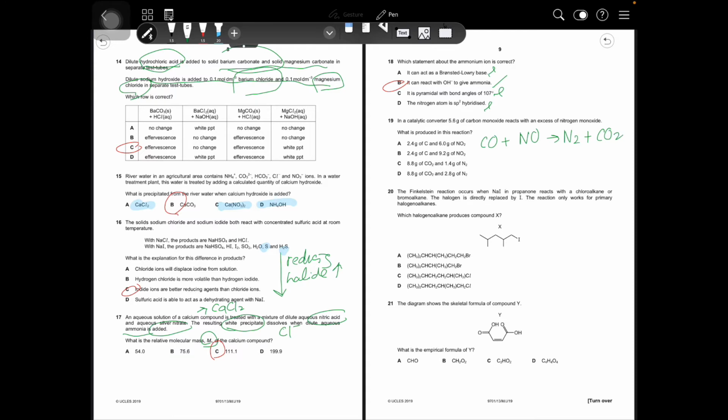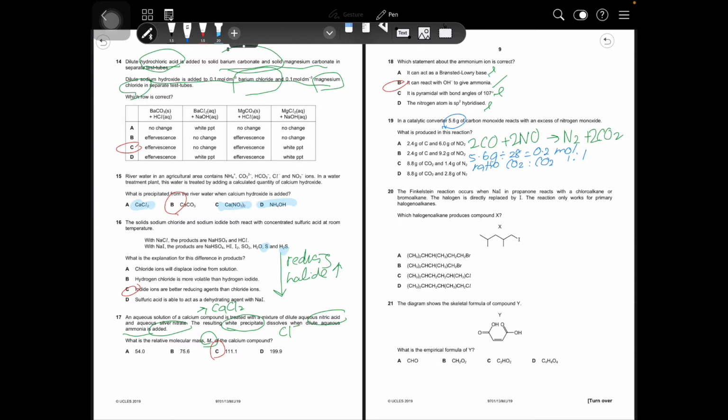Hence, we just need to balance the equation here, where you will have 2 mole of carbon monoxide, 2 mole of nitrogen monoxide, and also 2 mole of carbon dioxide. So from the information given, we just need to identify the mole of carbon monoxide. In this case, 5.6 gram divided by the molar mass, which is 28 gram per mole. Therefore, we have 0.2 mole. So the ratio of carbon monoxide to carbon dioxide is 1:1. Therefore, the mole of carbon dioxide is also 0.2 mole.